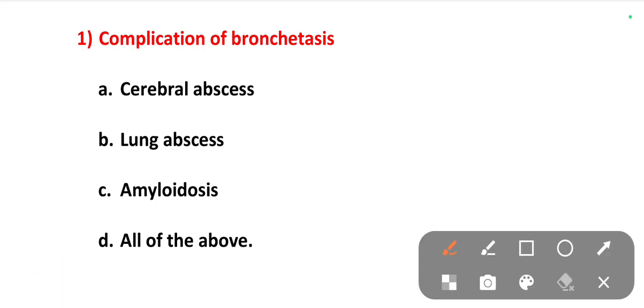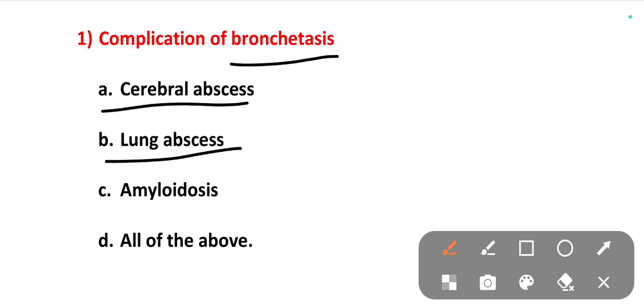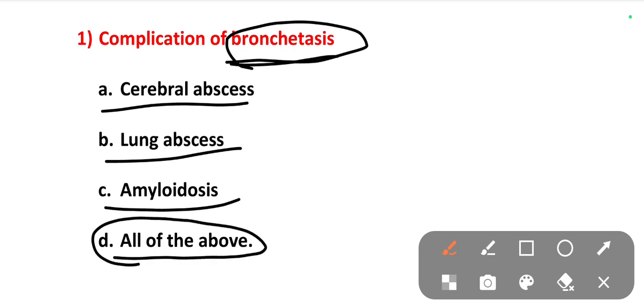So, in the case of bronchiectasis, the person can have cerebral abscess and lung abscess and amyloidosis also present. So, the right option is option D. Option D is the right answer.